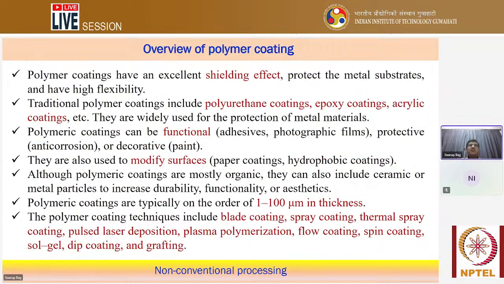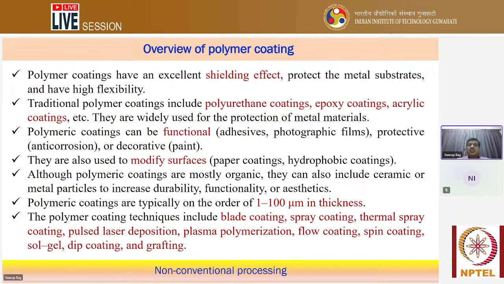Now, apart from ceramic coating, we also use polymer coating, which we consider one of the non-conventional metal processing techniques. So polymer coating is also very important. In this case, it has a very good shielding effect and usually protects the metal surface. And of course, very high flexibility of the polymer coating is possible. Traditional polymer coatings are polyurethane coatings, epoxy coatings, and acrylic coatings. You can see the applications of this type of polymer materials, and they are widely used for the protection of metals.